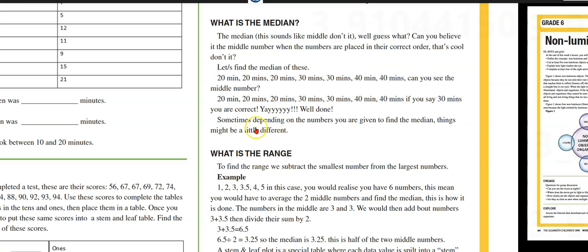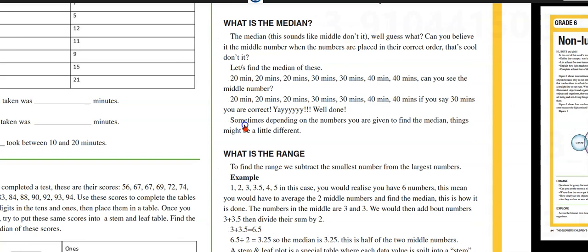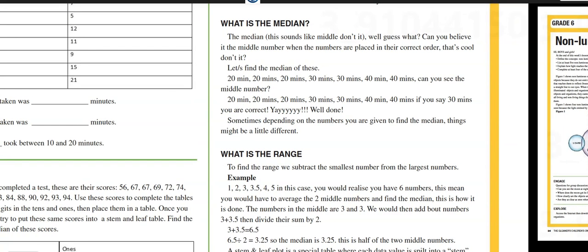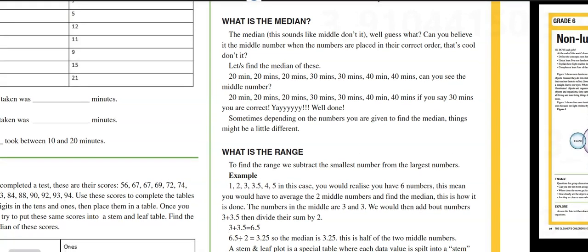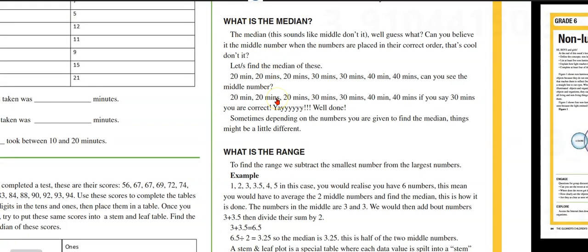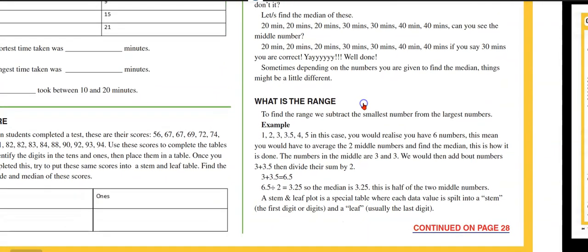Well done. Sometimes, depending on the numbers given to find the median, things might be a little different. For example, in this one we have an odd set of data. If it's an odd set, then we'll have one number in the middle. If it's an even set, we will have 2 numbers in the middle, and at that point, we will add those and then divide by 2. Or in another way, you find the average of the 2 in the middle.